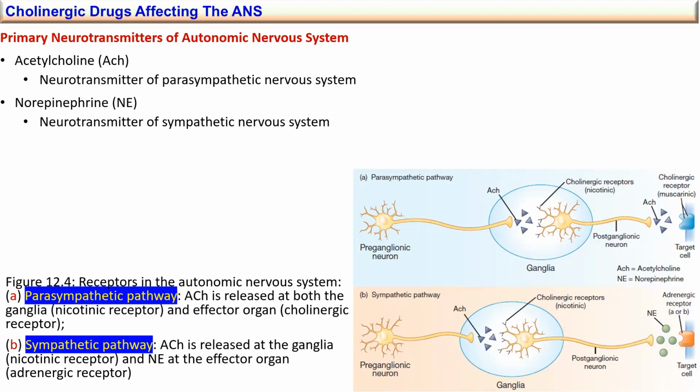Now, the primary neurotransmitters of the ANS are acetylcholine and norepinephrine. These are the two main neurotransmitters in the autonomic nervous system. The synaptic cleft is regulated by either acetylcholine or norepinephrine, either at the ganglia or postganglia.